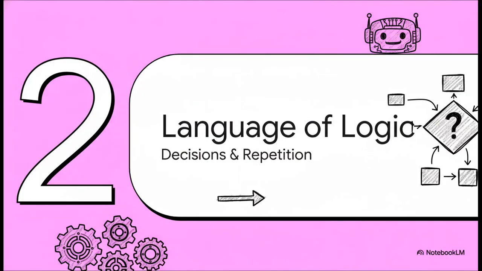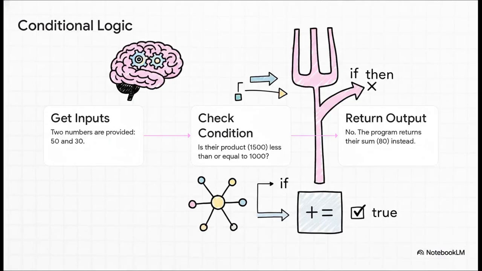All right, so our data's in good shape, it's organized. Now it's time to give our program a bit of a brain. This next batch of tools is all about logic. It's about teaching the computer how to make decisions and how to repeat tasks without us having to tell it every single time.